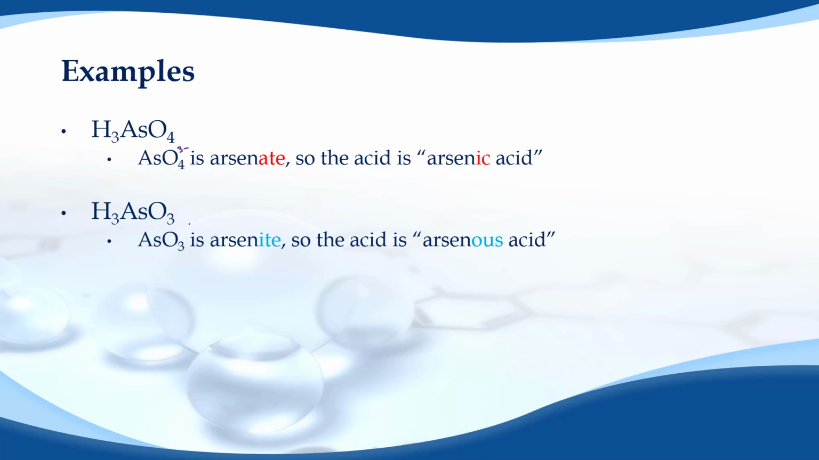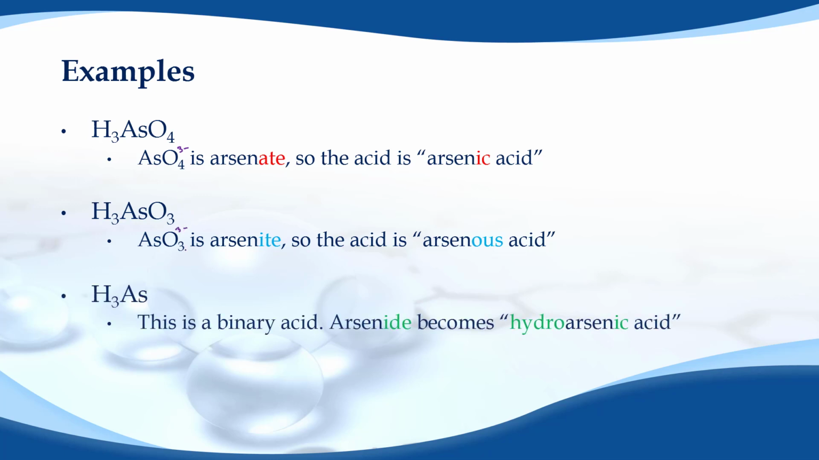And then H3As, it's As 3-. This acid is binary because there are only two elements, right? Hydrogen and arsenic. So the arsenide ion changes to the acidic form of hydroarsenic acid.